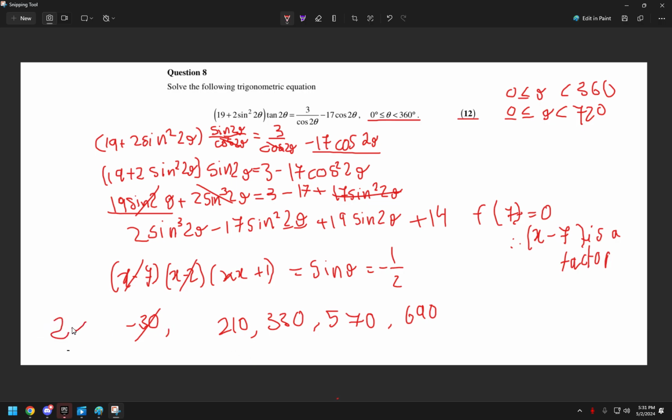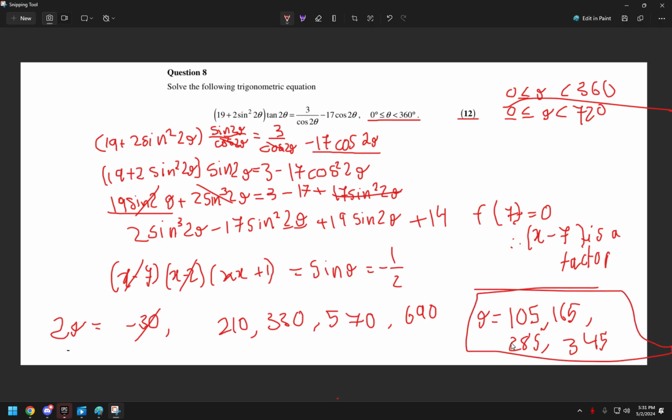Now, this is 2 theta equals that. So theta would just equal all of these values divided by 2. So it'd be 210 divided by 2, 105. 330 divided by 2, which is 165. 570 divided by 2, 285. And 690 divided by 2, 345. These all fit in the original range, so your answers are here. That's your 12 out of 12 marks.